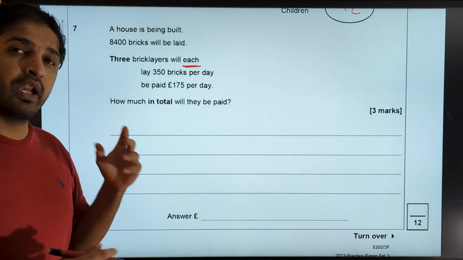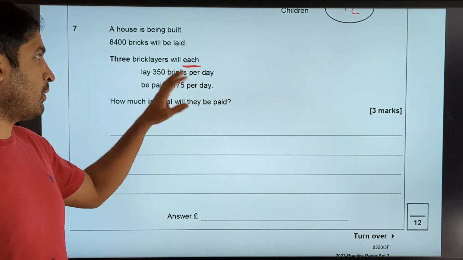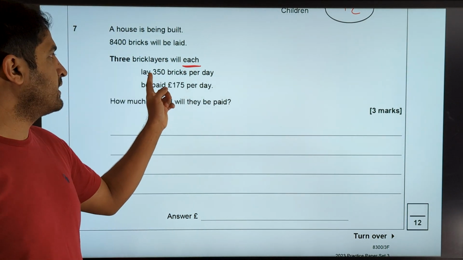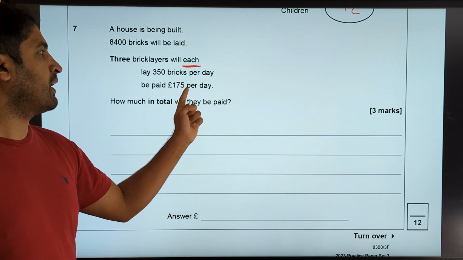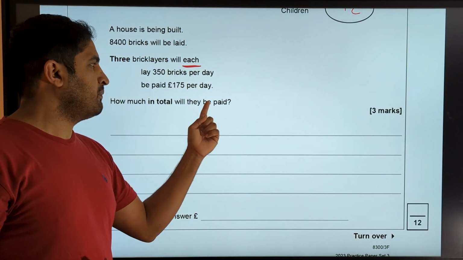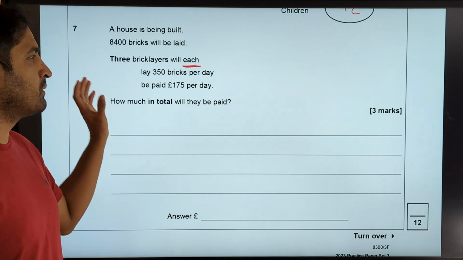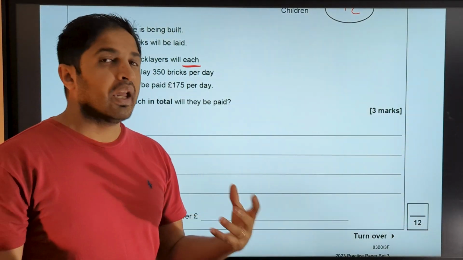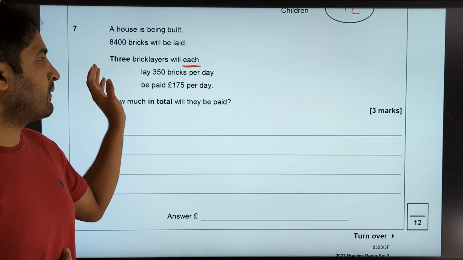It's important because there are 3 bricklayers and each lays 350, not one, all of them together. Every bricklayer lays 350 bricks per day and they get paid £175 per day. And how much in total will they be paid? Again, there are quite a few things that we have to assume: that all 3 come together and work, and they're all getting paid £175 without fail.